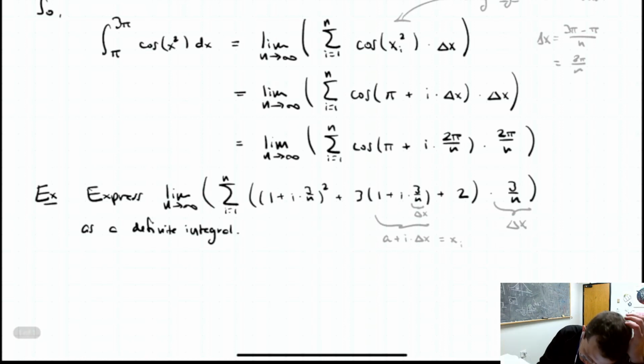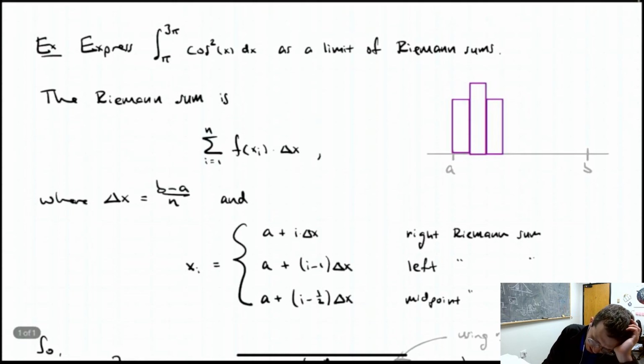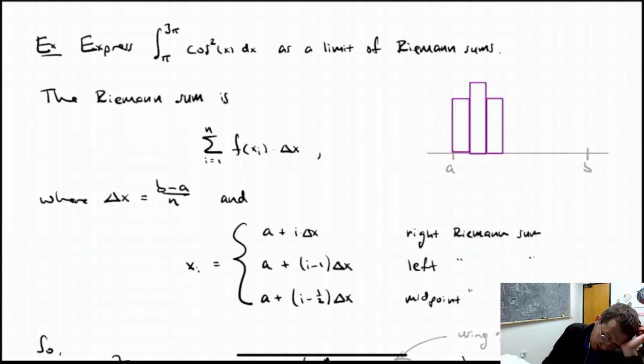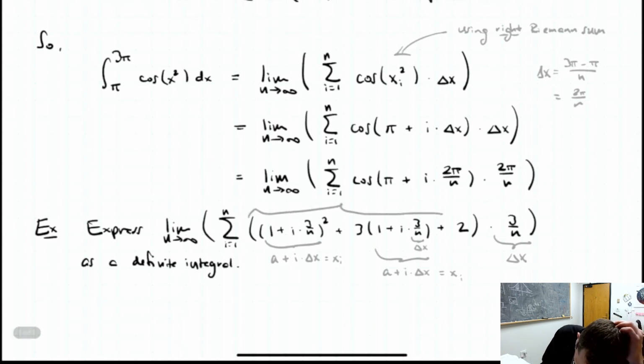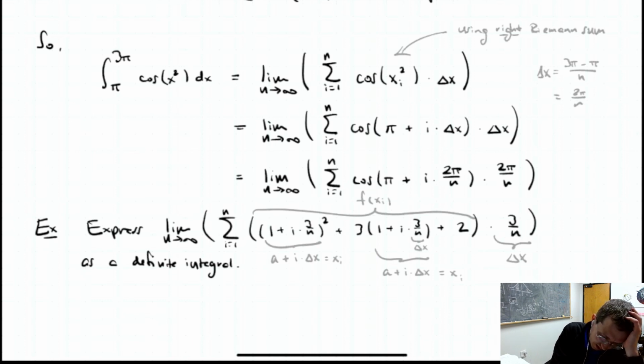Okay, so this 1 plus i times 3 over n, that's my a plus i times delta x, which is xi. So I know that the whole expression is going to be the sum of f of xi times delta x. Here's the delta x. So this whole piece should be the f of xi, so that I have f of xi times delta x.